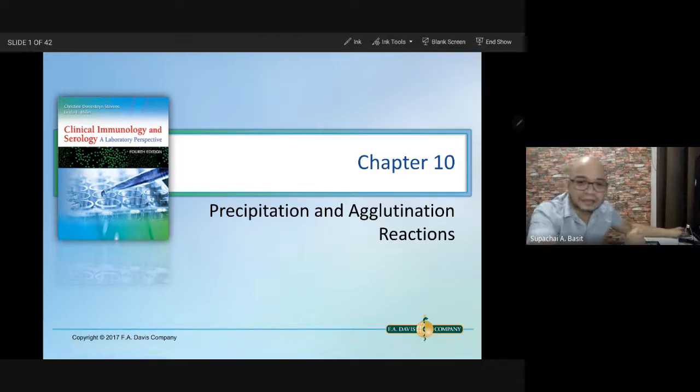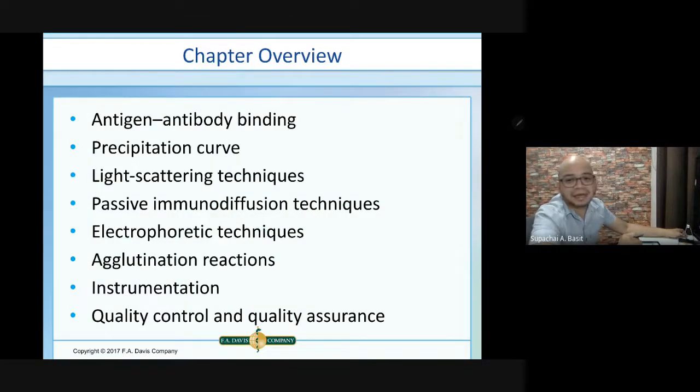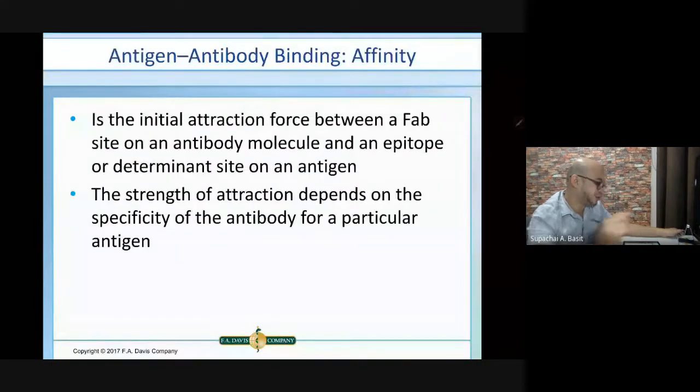Okay. So for the summary, we will be having the following: antigen-antibody binding, precipitation curve, light scattering technique, passive immunodiffusion techniques, electrophoretic techniques, agglutination reaction, instrumentation, and some of the principles involving the quality control and quality assurance.